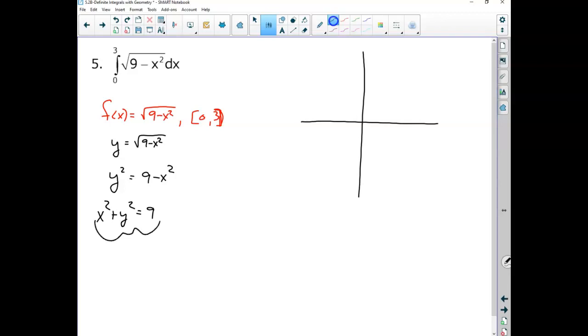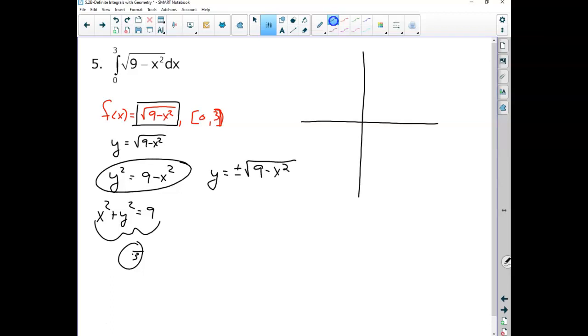What is that? That's the formula for a circle with radius 3, and I know my center is at the origin, so this function is actually half of a circle. And if I took my formula right here and solved it for y, remember there's going to be a positive and a negative half of the circle. Because there's an invisible positive sign in front of that function, that means we are talking about the upper half of the circle of radius 3.